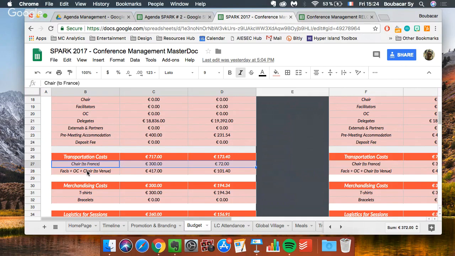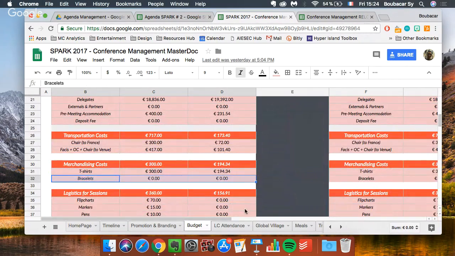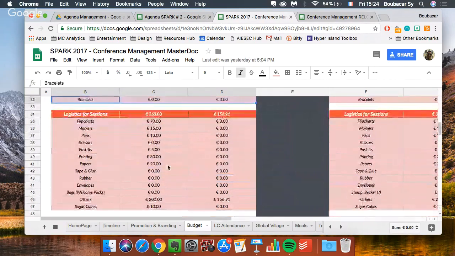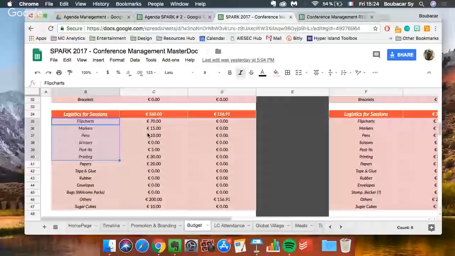Then FACI OC chair to the venue. So this is basically Navigo for the FACIs, so that we're paying for the week and tickets. T-shirts for the conference team that we wanted to have. We wanted to have goodies for the delegates as well, like bracelets, but that was too expensive, so we cut it off of the budget quickly. Logistics for the sessions. It was too complicated to put everything here, but there are receipts and everything on the drive, so you can see how much we paid for every single product.